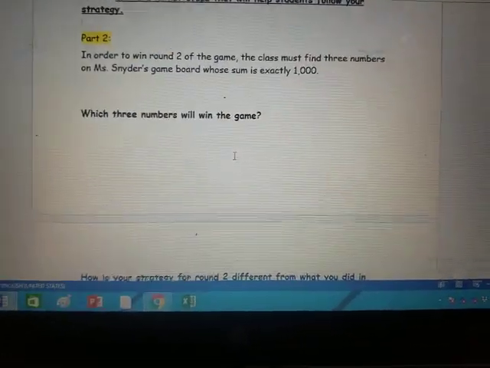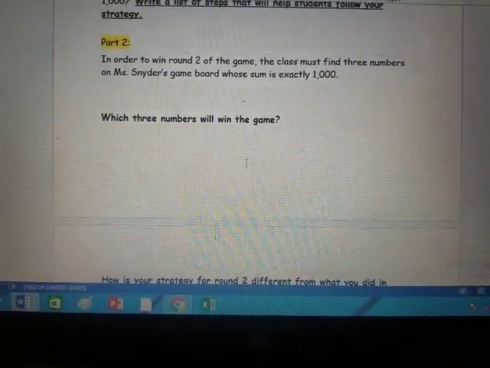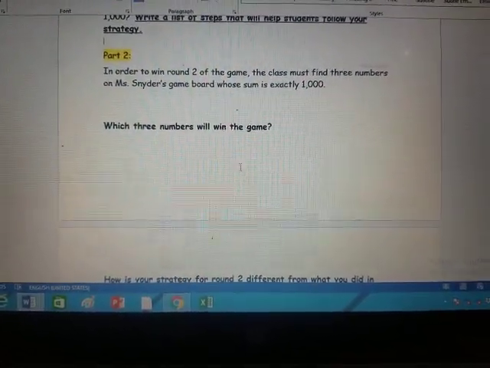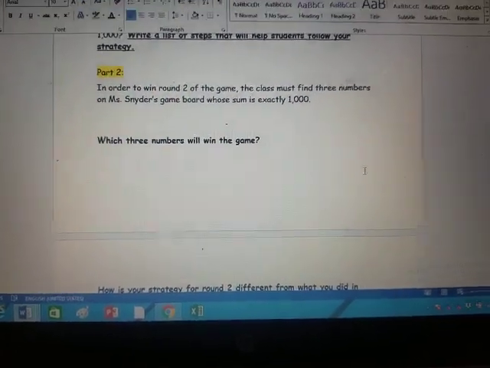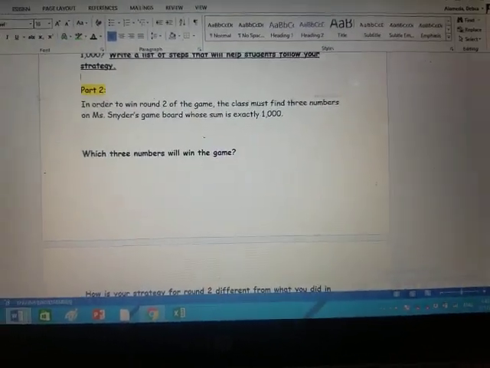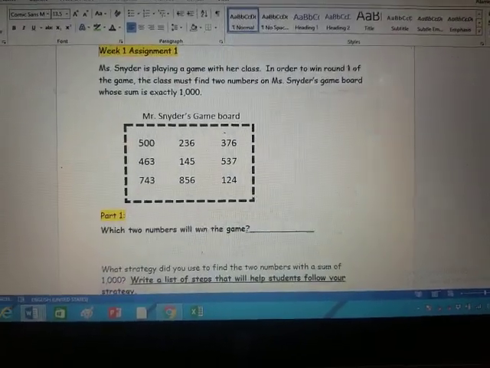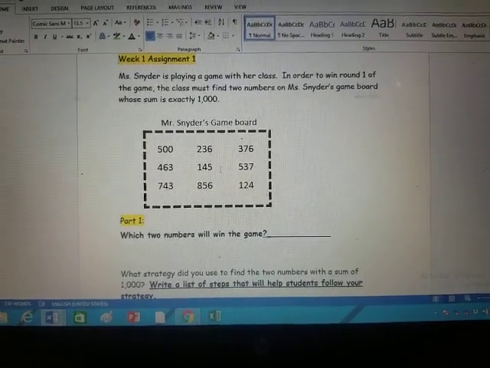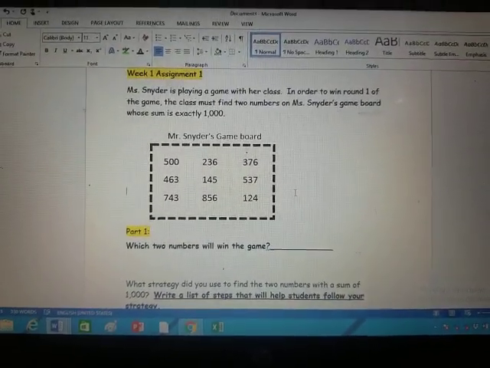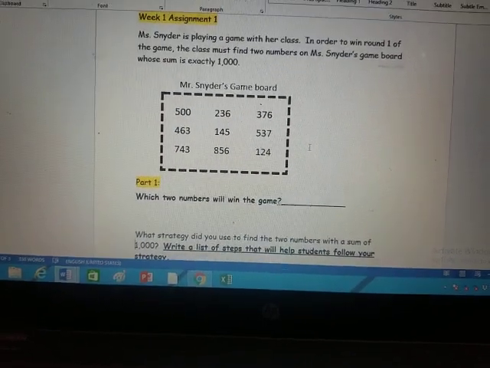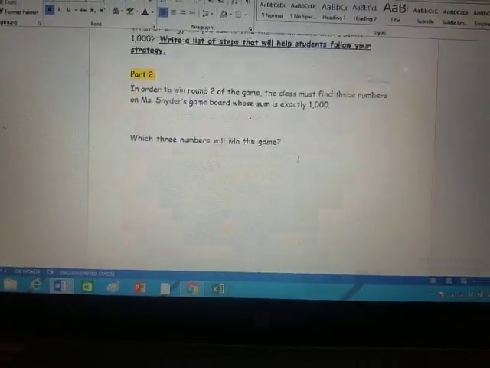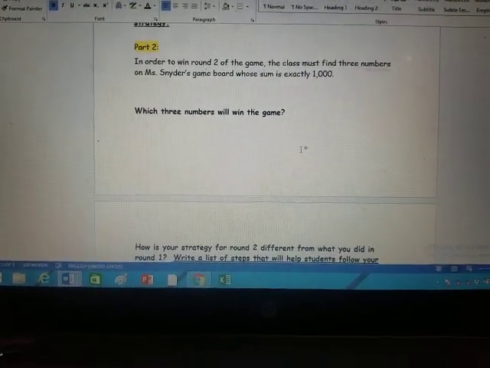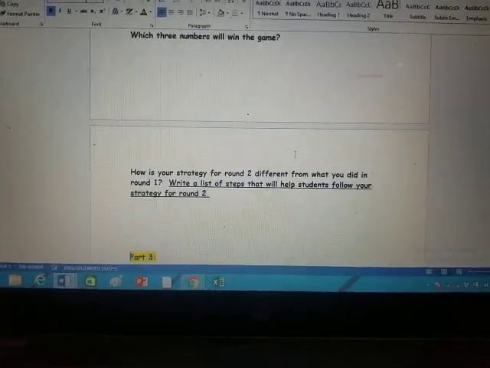So next you have part 2. In order to win 2 rounds of the game, the class must find 3 numbers on Miss Snyder's game board whose sum is exactly 1,000. That means you got to go back up to the game board, and now you have to find 3 numbers that would equal 1,000. So you obviously want to start off with lower numbers, boys and girls. Hint, hint. So once you play around on your math notebook and you add 3 different numbers, find the numbers that equal 1,000 when you add 3 of them together.